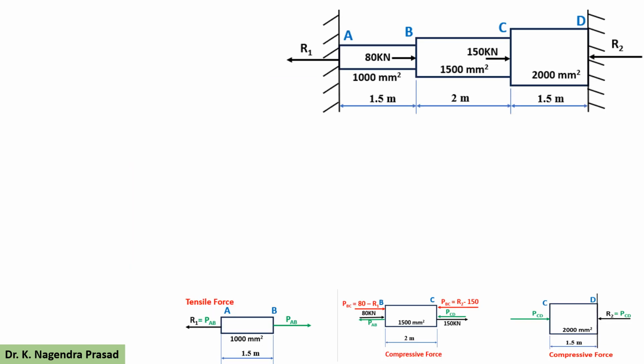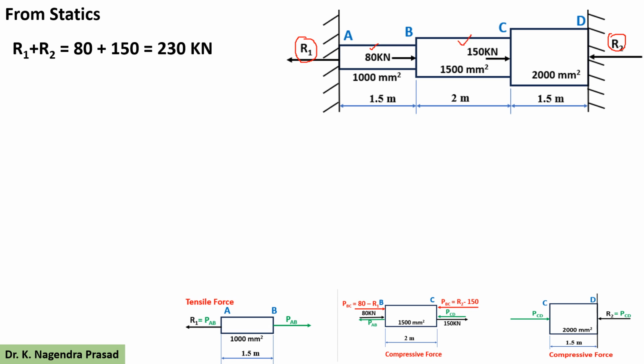Next, we will determine the reaction forces R1 and R2. From statics, to maintain the equilibrium, left hand side forces are equal to the right hand side forces. Here left hand side forces are R1 and R2. Right hand side forces are 80 kilonewton and 150 kilonewton. So R1 plus R2 equal to 80 plus 150, that is 230 kilonewton. Let's consider this is equation 1.